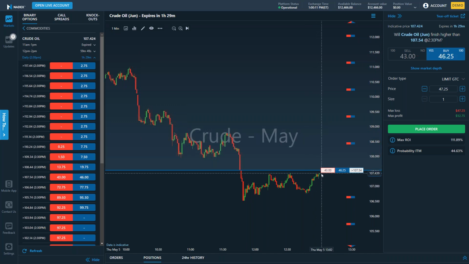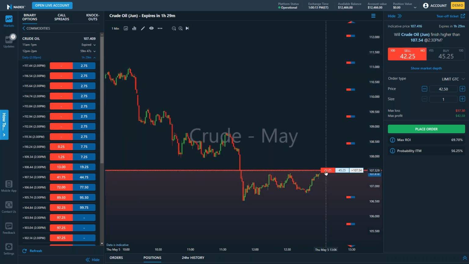Or if I think we're going to go lower and I wanted to sell it, I can see where it would have to settle for this to go to 0. If I sold this right now, my probability is higher than 50% because we're currently below. It shows what my probability of it being in the money is, how much I'm risking to how much I could potentially make, and what my return on investment would be if I actually sold it, all calculated for you on the order ticket before you place a trade.